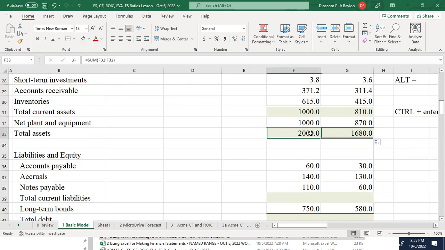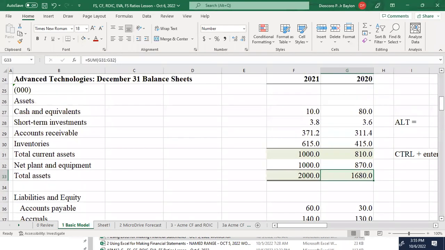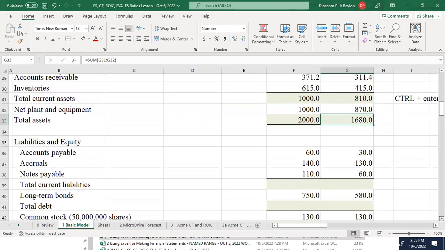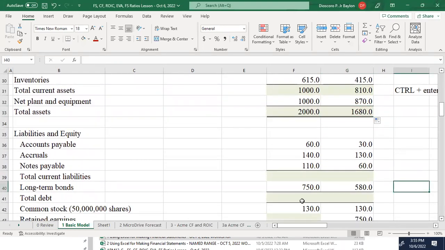But I hope you got this 2,000 and 1,680 for the total assets for 2021 and 2020. Okay. All right. Then let's go to the liabilities and equity. We have accounts payable, accruals. Okay, accruals are expenses that have been incurred but not yet paid. For example, accrued income, accrued, what else? Accrued salaries.